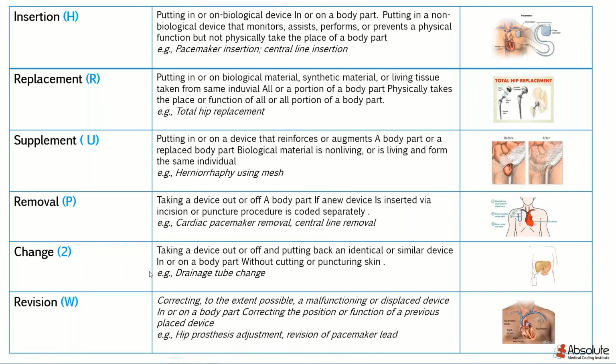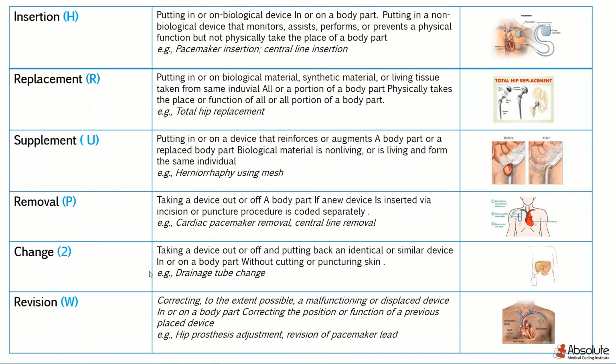And finally, revision, that's value W. This is correcting to the extent possible a malfunctioning or displaced device in or on a body part, correcting the position or function of a previously placed device. Example, a hip prosthesis adjustment, revision of a pacemaker lead. So they're correcting it. That's your key word.